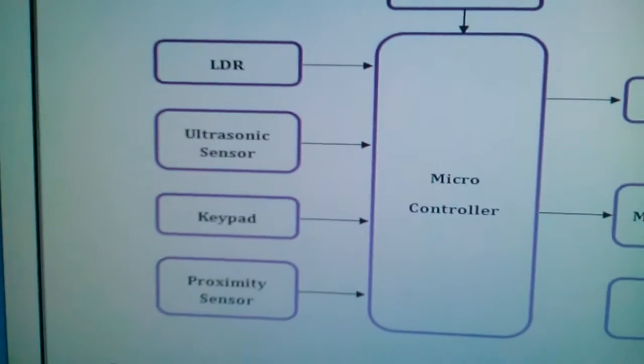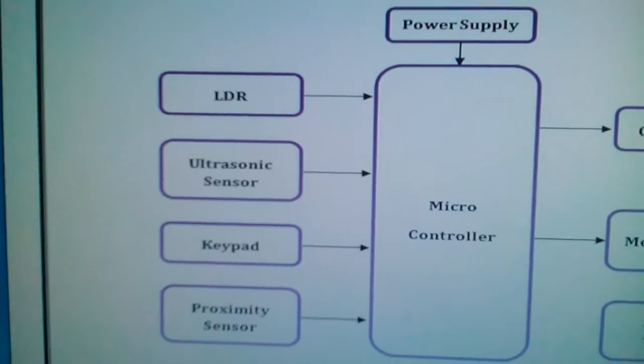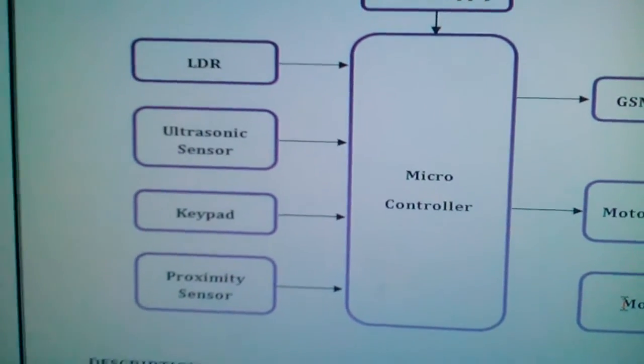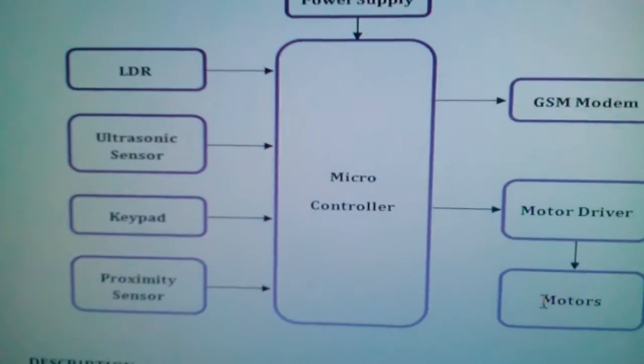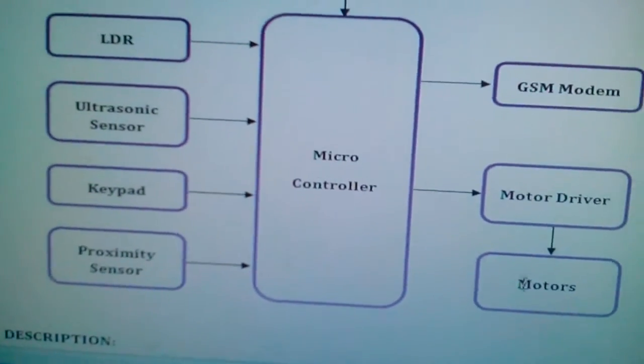If light falls at night time, the LDR will detect the light. If the light intensity is high, the bulb should be off. If the ultrasonic sensor detects a dig, the motor speed will decrease.